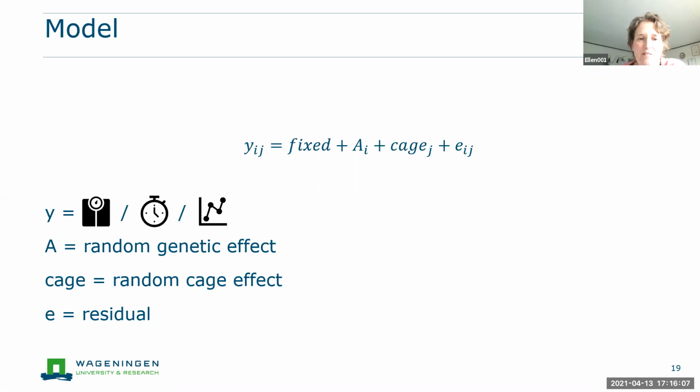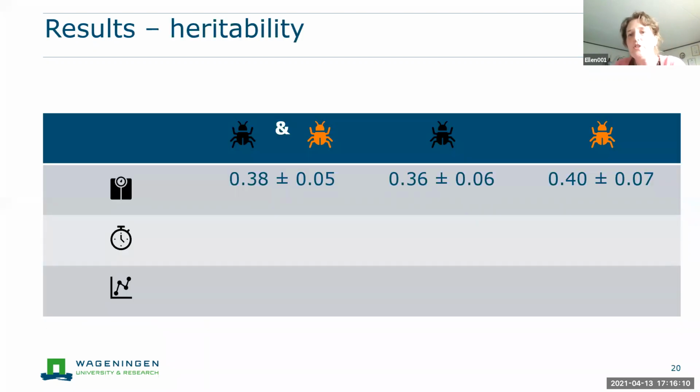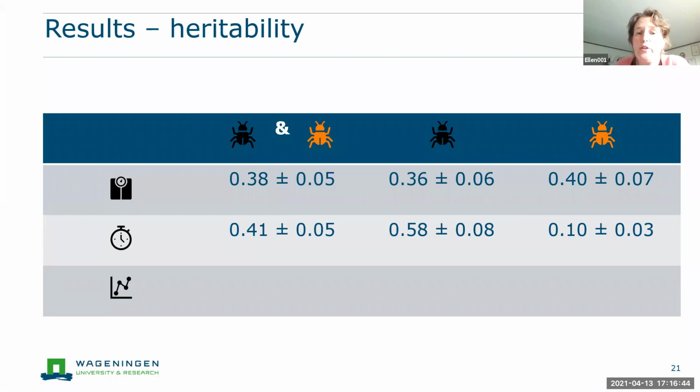So the results of the heritability. Here you can see the heritability for the two populations combined, but I also estimated the heritability for both populations separate. And for body weight, you can see that the heritability ranges between 0.36 and 0.40, which is also quite common in livestock species. So it's a moderate heritability for body weight. For development time, we noticed that the heritability ranged between 0.10 and 0.58.